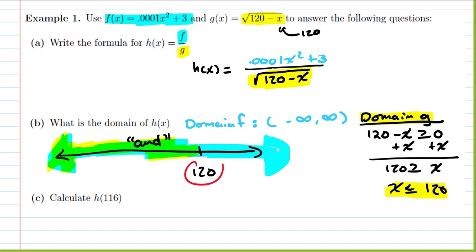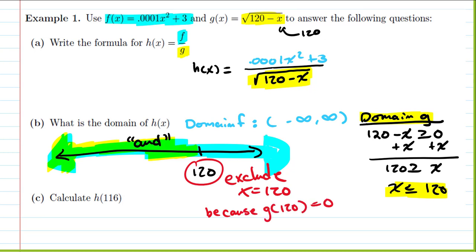So we must exclude x equals 120 because g of 120 is equal to 0, and we can't divide by 0. So then our domain would be from negative infinity up to 120, but not including it. So we put it in a rounded parenthesis instead of a square bracket.